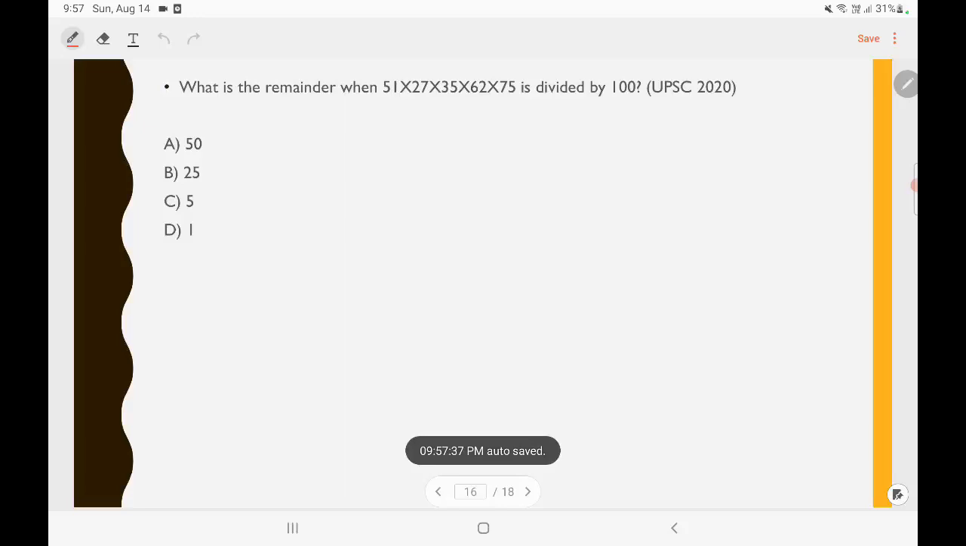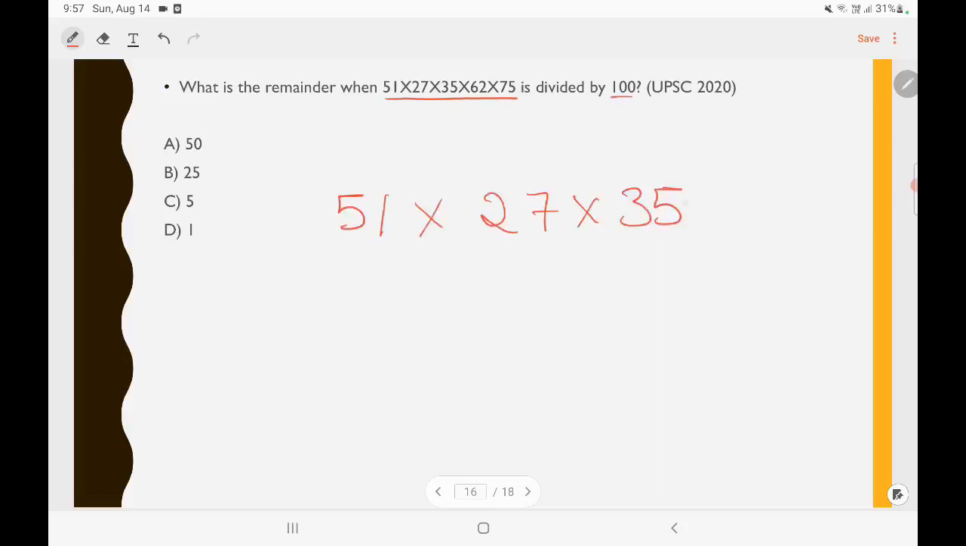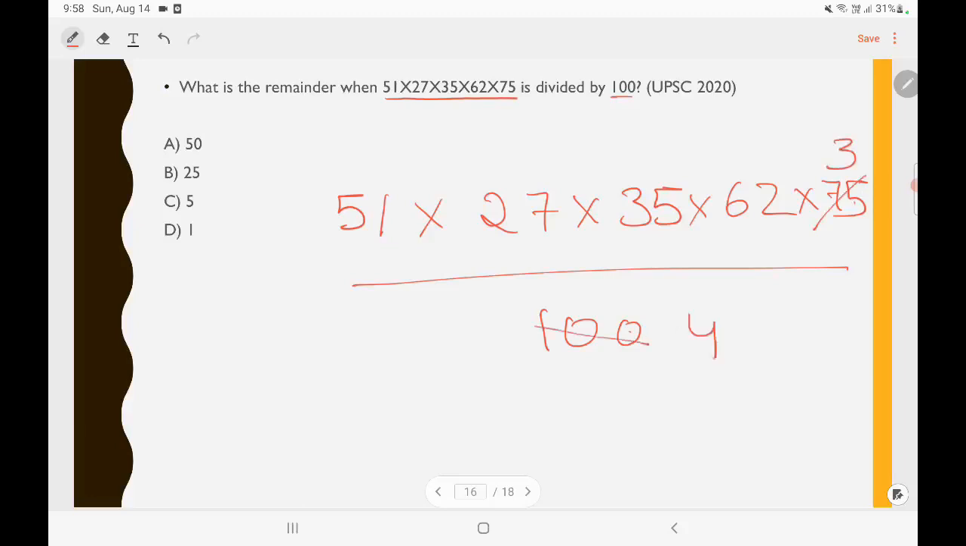Now we will take another example. Here, what is the remainder when 51 into 27 into 35 into 62 into 75 is divided by 100? So here we have to use the method of cancellation, that is 51 into 27 into 35 into 62 into 75 divided by 100. So here in 75 and 100 the common factor is 25. So I am cancelling with 25. You will get 3 here and you will get 4 here.